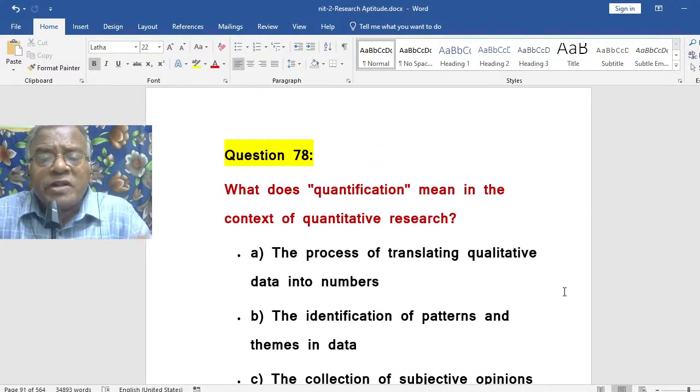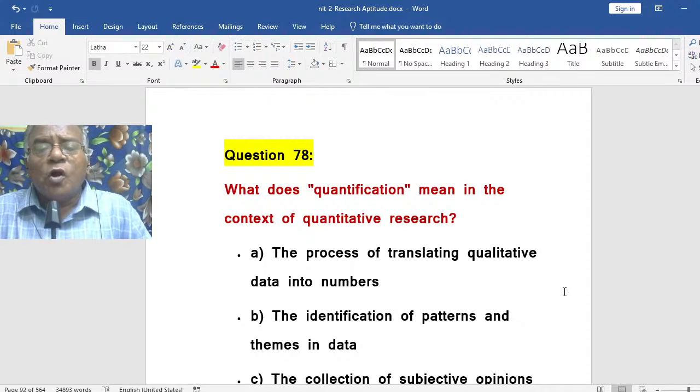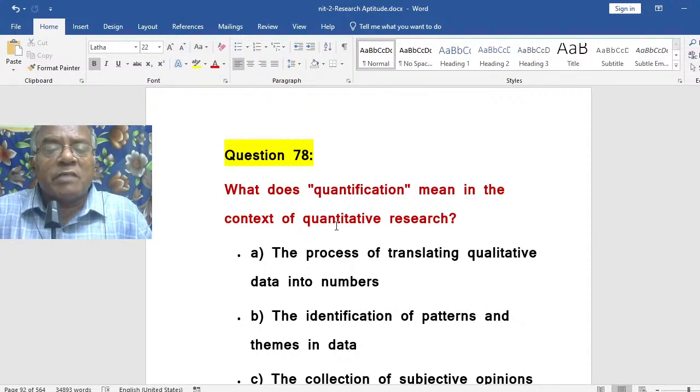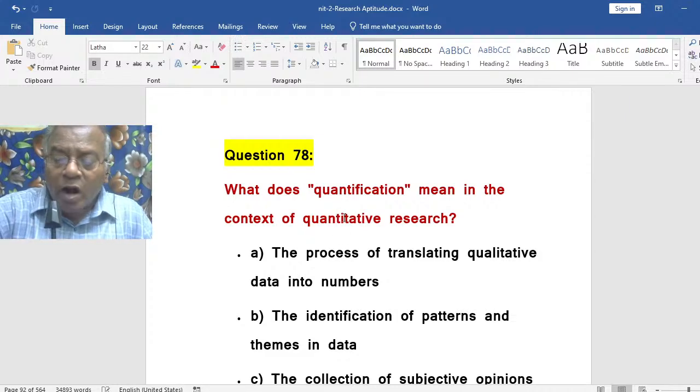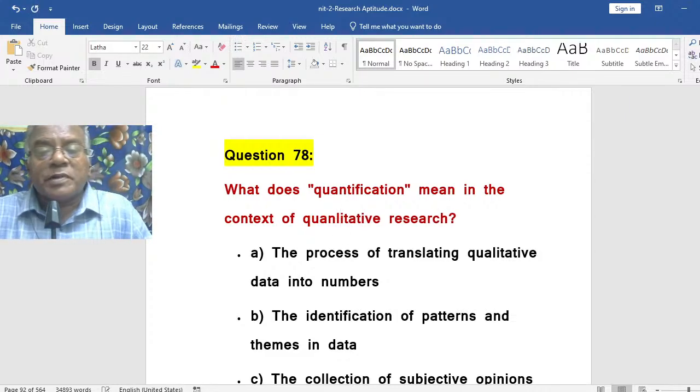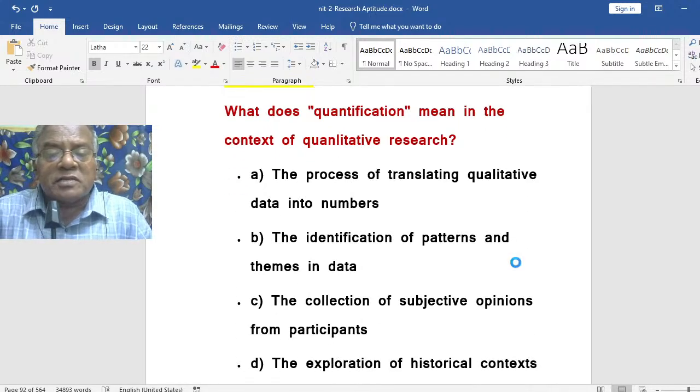What does quantification mean in the context of qualitative research? Once again, I made a mistake. I think it's not quantitative research, it's qualitative research, I think. I hope it is correct. What does quantification mean in the context of qualitative research?